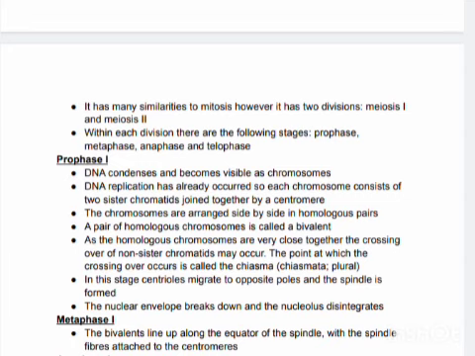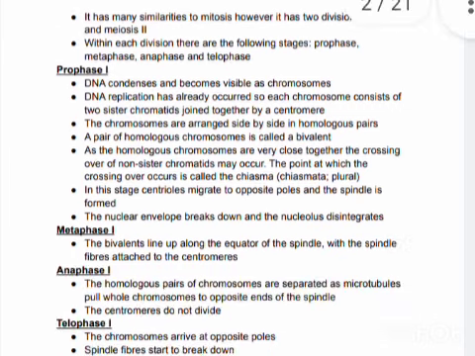Each of these divisions has stages. For example, meiosis 1 has prophase 1, metaphase 1, anaphase 1, and telophase 1. When I'm talking about meiosis 2, all of these stages get a 2 in front of them. In prophase 1, our DNA condenses and becomes visible as chromosomes.